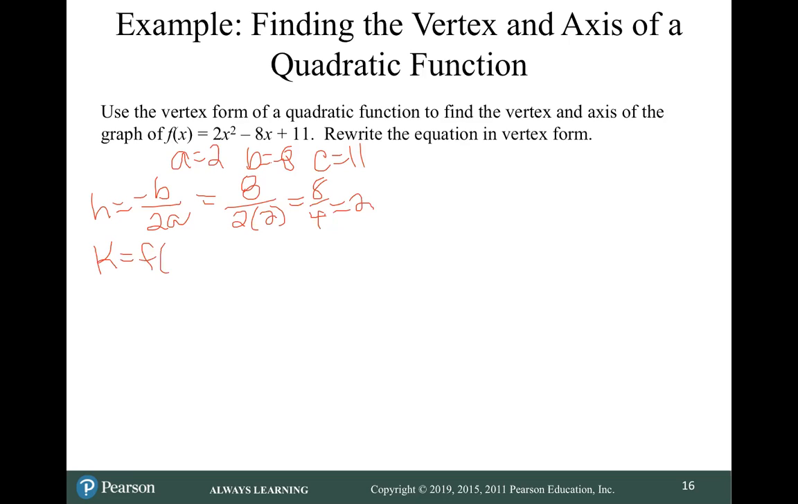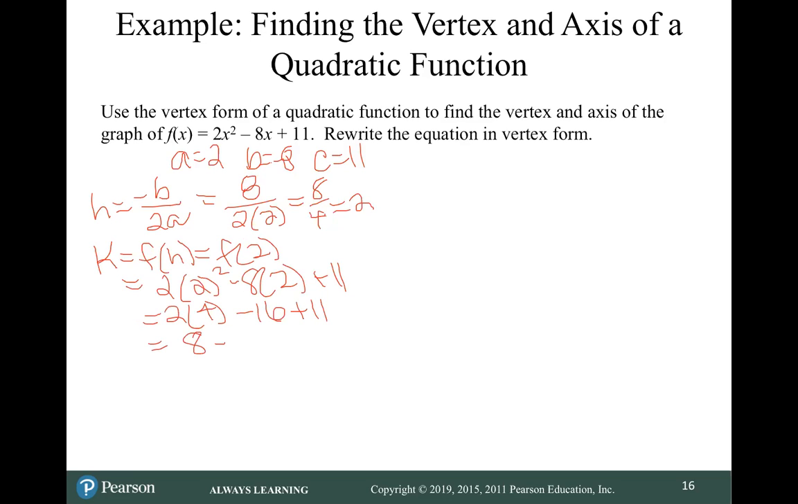k is f of h. So I'm plugging h into f, so that's f of 2. Gives me 2 times 2 squared minus 8 times 2 plus 11. 2 times 4 minus 16 plus 11. 8 minus 5 equals 3. So we've got our point here, 2, 3 is the vertex. Okay, found the vertex. We also need the axis of symmetry.